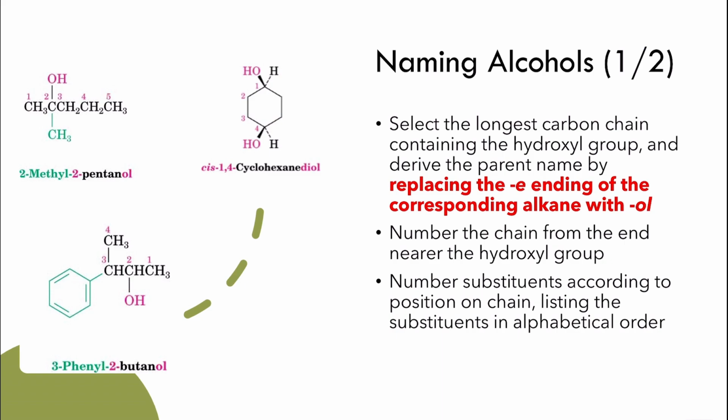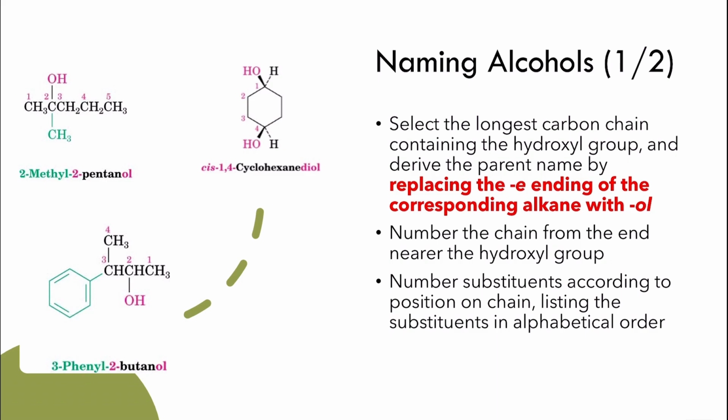For alcohols, how to name alcohols? Again, we select the longest carbon chain containing the hydroxyl group. And then the derived name, we will take the parent name of the alkyl group, but instead of saying heptane, methane, ethane, we'll take the E off and then replace it with an OL. Let's have an example for that.